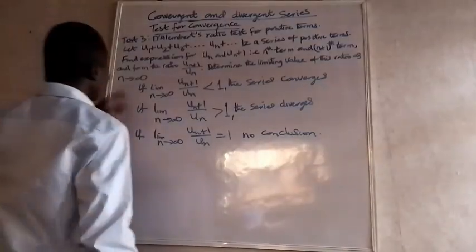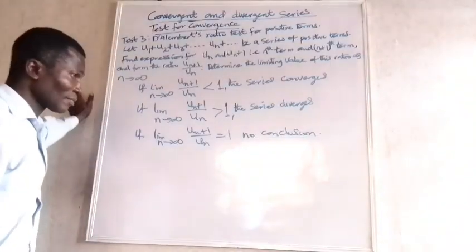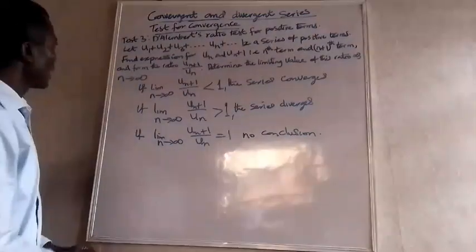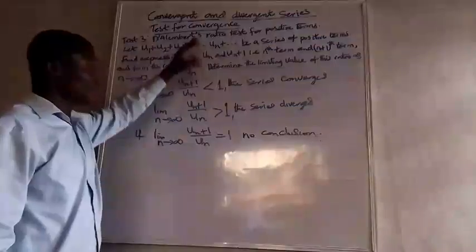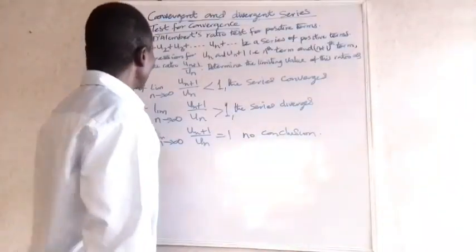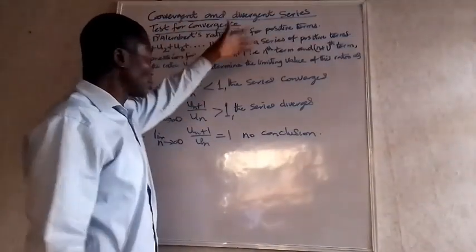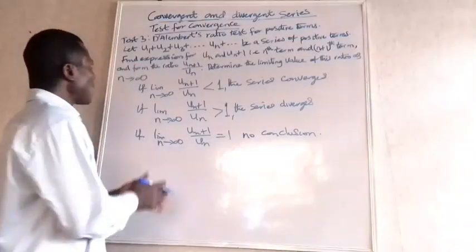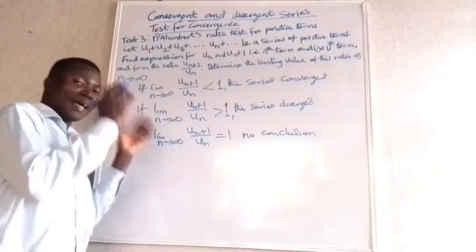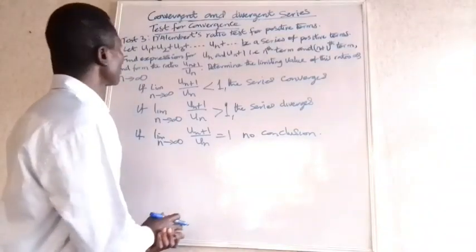Now the third test is D'Alembert's ratio test for positive terms. And how do we do it? Let's say we have u1, u2, u3 as the terms of the series, added together, and let u1 plus u2 plus u3 up to infinity be a series of positive terms. We should now find expressions to define un and un plus 1, that is the nth term and the n plus 1 term.